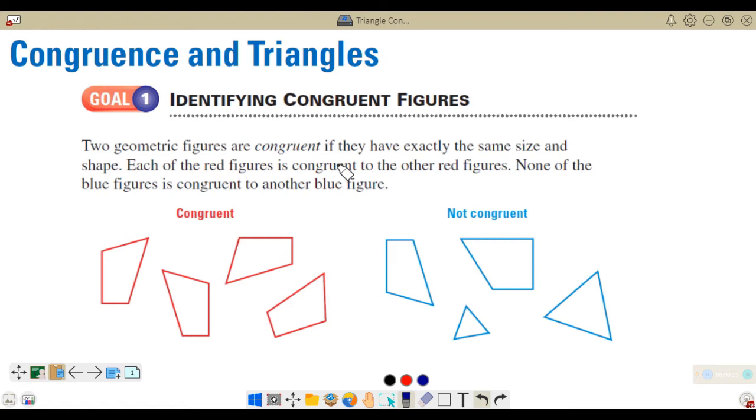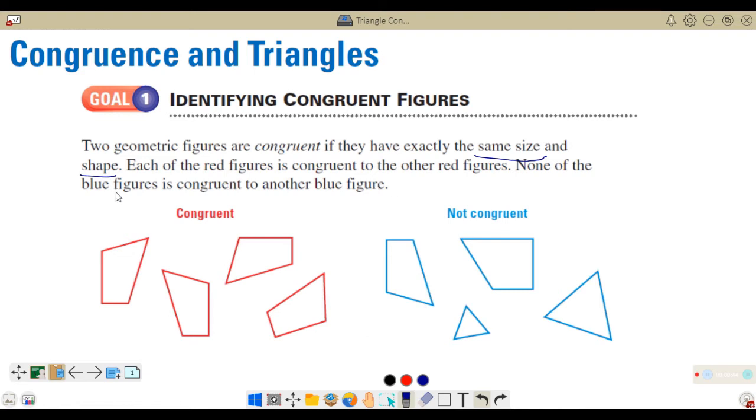So, simple lang naman ang definition ng congruent figures. If they have exactly the same size and the same shape, then they are congruent. So, we have here two sets of figures. On the first set of figures, as you can notice, we have quadrilaterals and their angles are similar to one another. Their measurements of segments are congruent to one another, and they are in exactly the same size and shape.